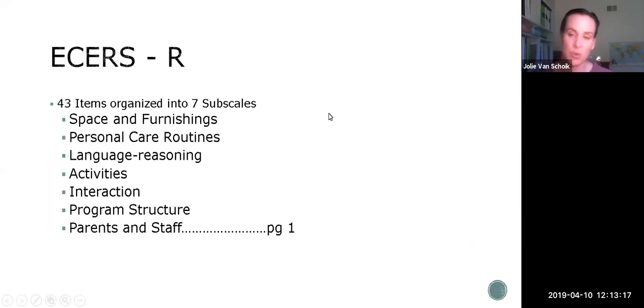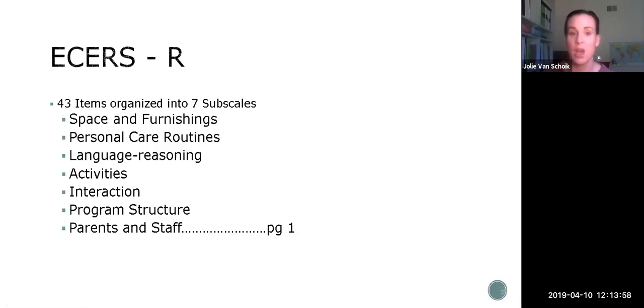So once again, we're going to do this a lot next week. Don't worry about it, but there are 43 items. There's a lot, and it's organized into 7 subscales: space and furnishings, personal care routines, language and reasoning, activities, interaction, program structure, and parents and staff. So these 7 subscales give us, once again, a snapshot of a classroom. What does the classroom look like? What are the routines like? How are children being spoken to in their interactions? What kind of activities do they have? Once again, more about interactions. Program structure, what's going on within the program, and then how do parents and staff interact and work together.